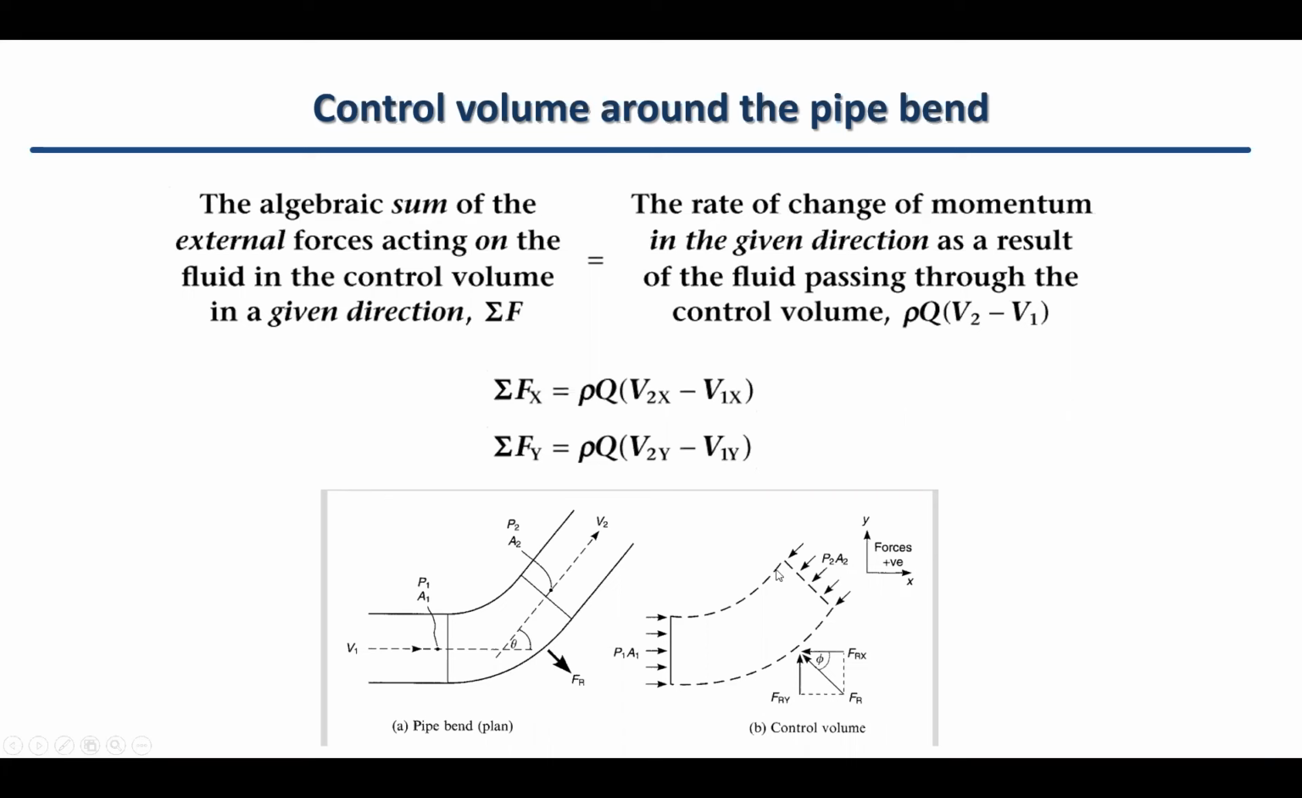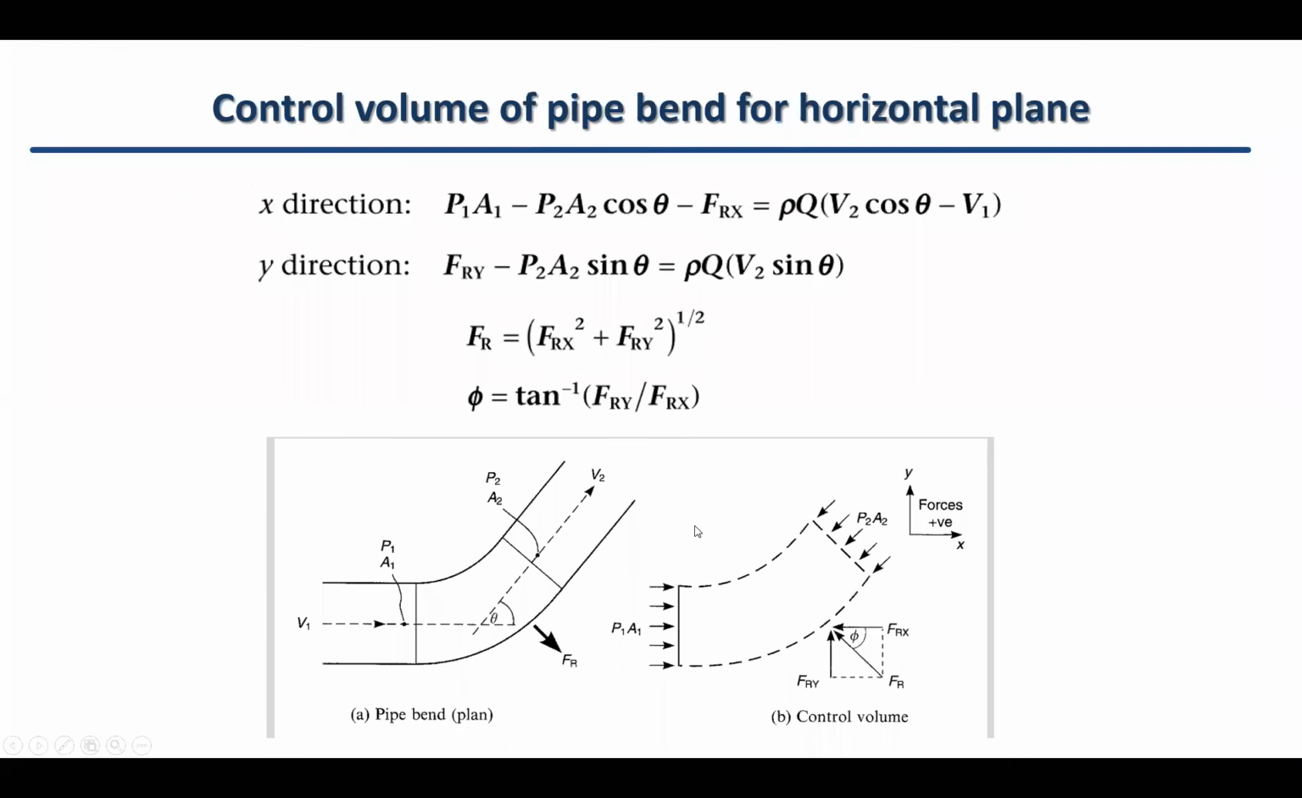Okay, so let's look at how we can write the force balance in both directions. In the x direction, we can easily write P1A1, 100% in the x direction, but P2A2 is negative. To get the components in the x direction, we have to use geometry and trigonometry, cosine theta. So what is theta? Theta is the angle of the bend here.